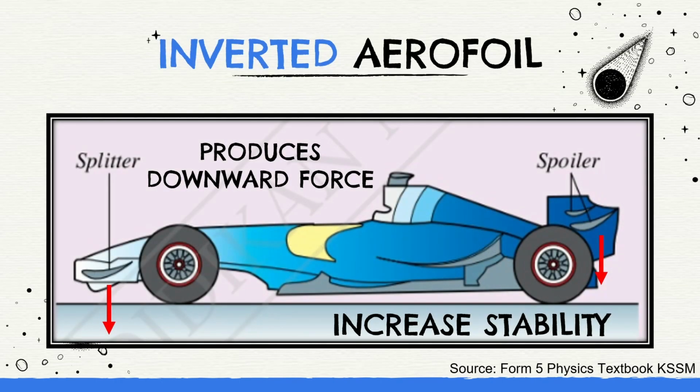Now we are going to look at the inverted aerofoil that is used in racing cars. We have the spoiler at the back and the splitter at the front. This aerofoil functions opposite to the aerofoil used in an aeroplane, which is to produce downward force to increase the stability of the racing car.